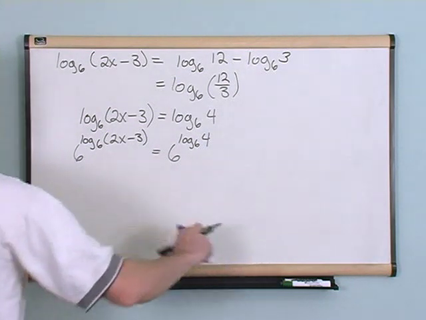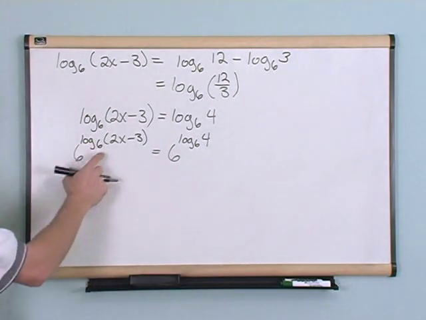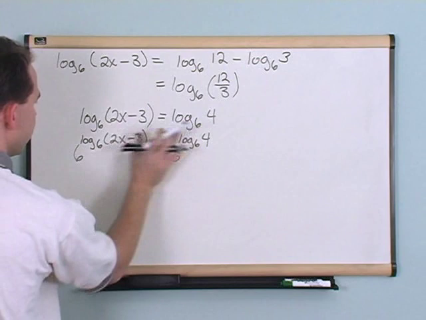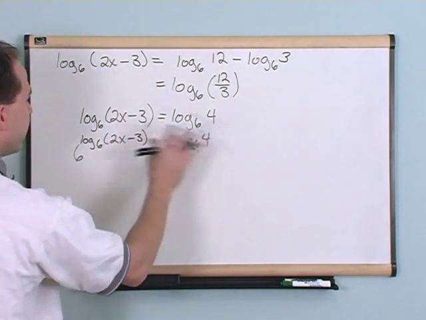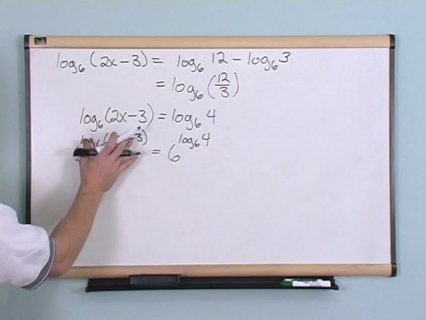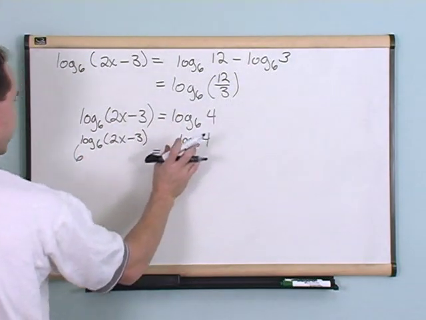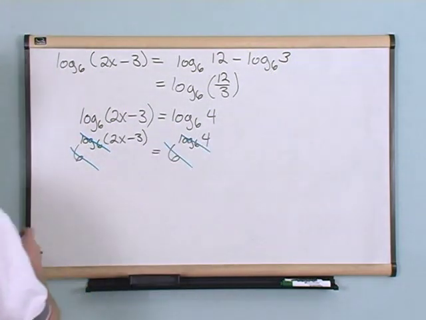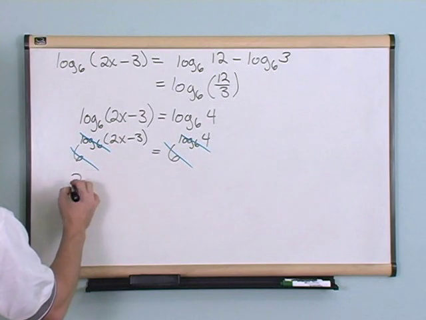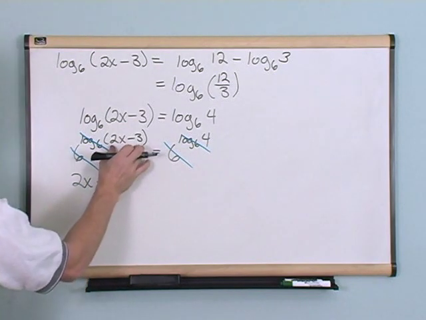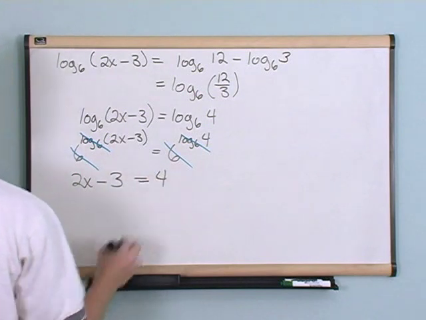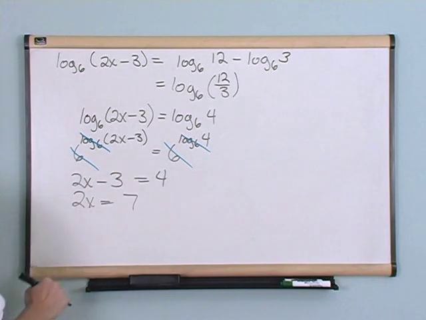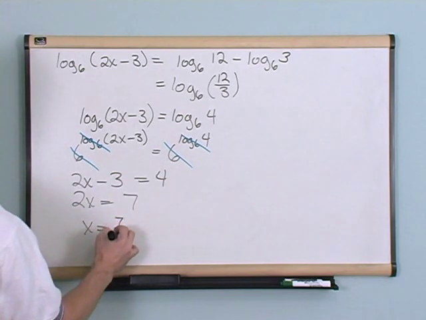The reason is the opposite of a log is an exponent when the same base is there. We had just talked about that before. And because I put them both in the exponent, I can do the same thing to both sides of the equation. It's legal as long as I do it to both sides. This will cancel with this, and this will cancel with this. So what I'll be left with is 2x minus 3, which is just what's left over here, equals 4. So 2x is equal to 7. I just moved that 3 over by adding it. And x is equal to 7 over 2.